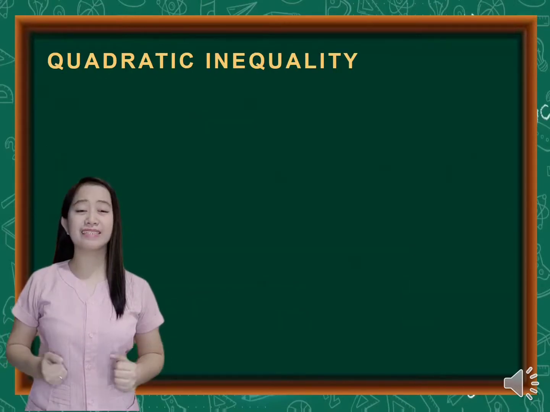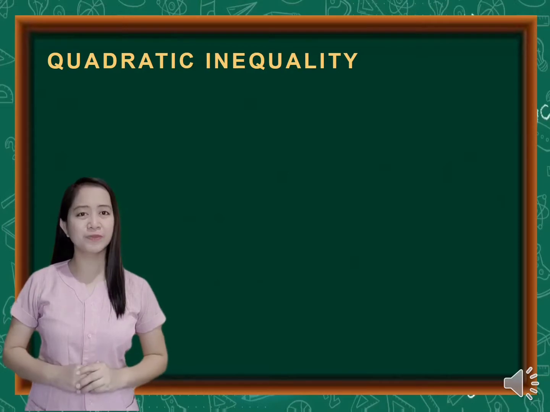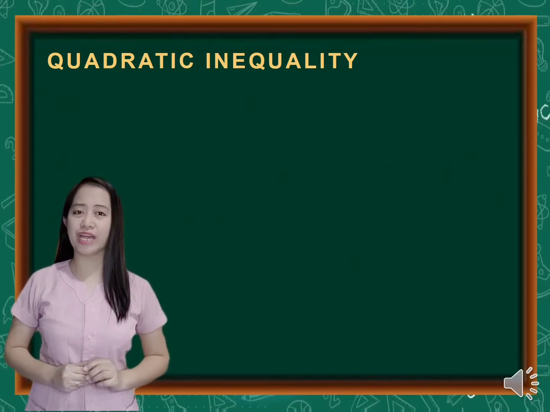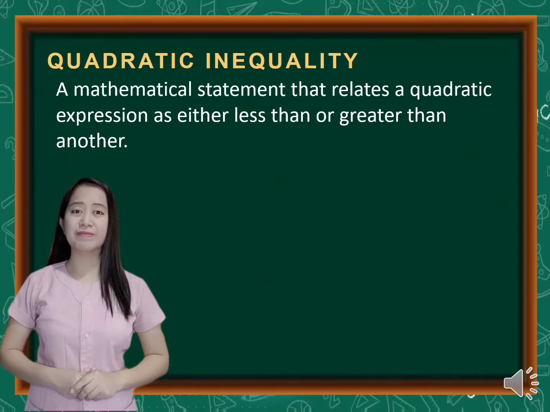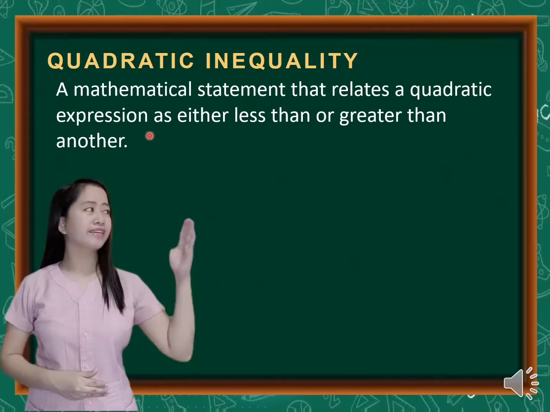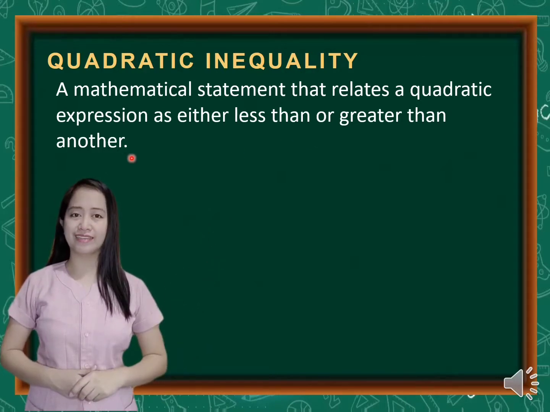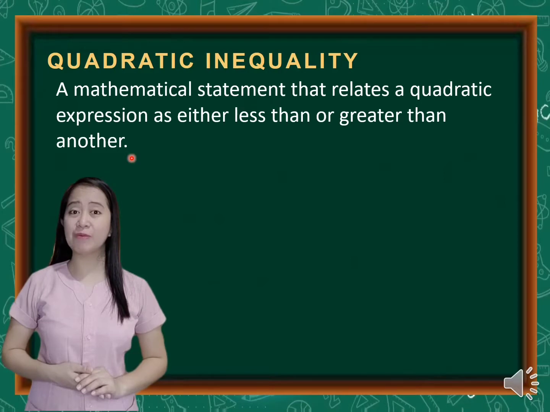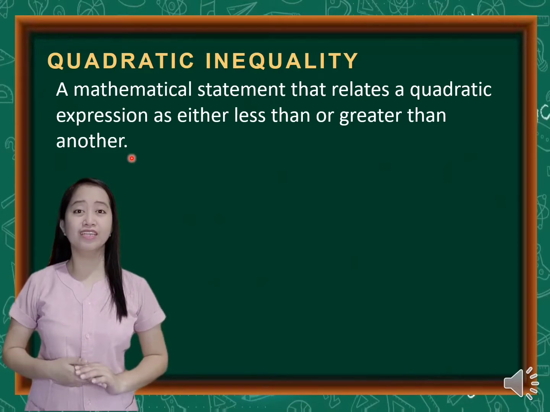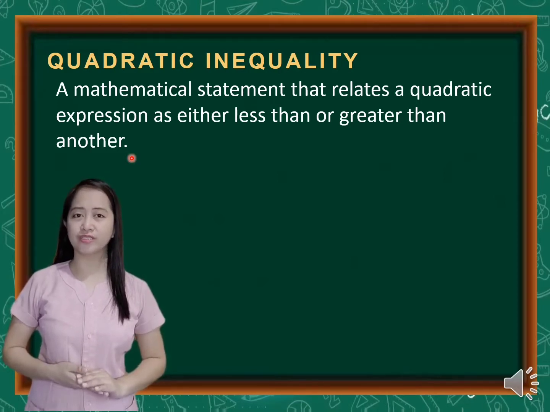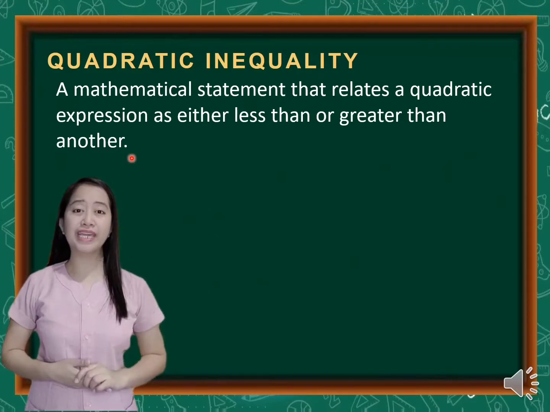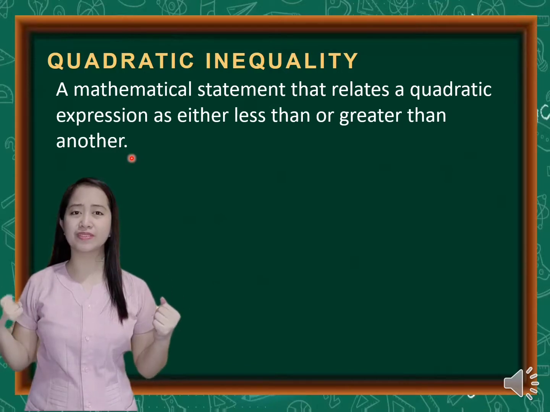Before we begin discussing your learning task number 1, let us first define what is a quadratic inequality. It is a mathematical statement that relates a quadratic expression as either less than or greater than another. To consider it as an example of a quadratic inequality, it should possess the following conditions. First, it should be in the degree of 2. And second, it should have an inequality symbols. What are these inequality symbols?